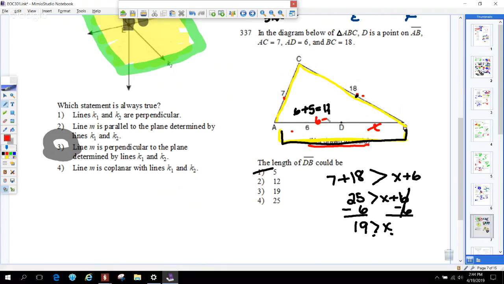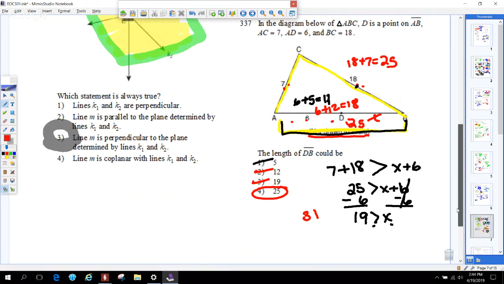Here we've got 6 plus 12. Well, 6 plus 12 is exactly 18, and 18 plus 7 is 25, and that wouldn't work. Here we have 6 plus 19, which is exactly 25, but it has to be bigger. So it can't be choice 3. It's got to be choice 4, which would give us a side of 31 because 6 plus 25 is 31.